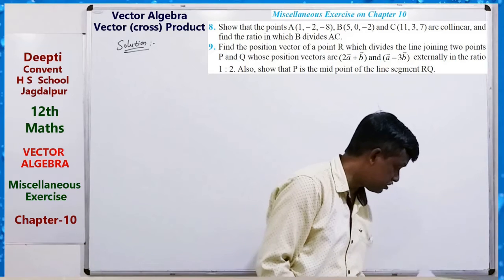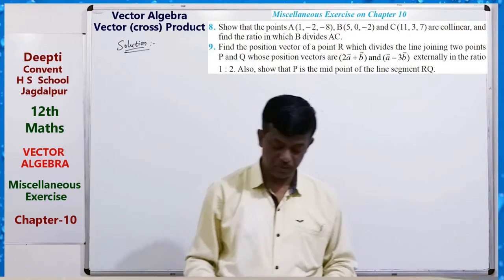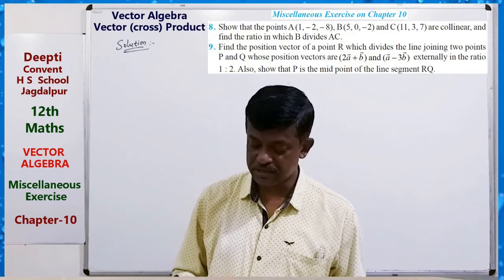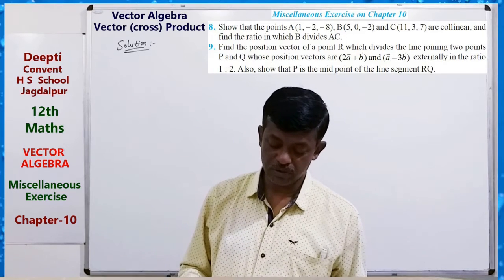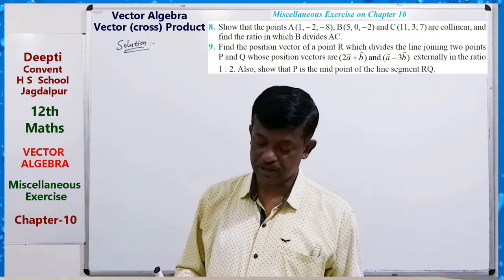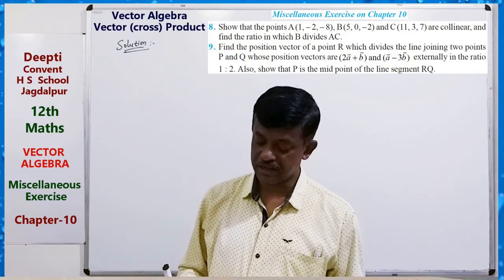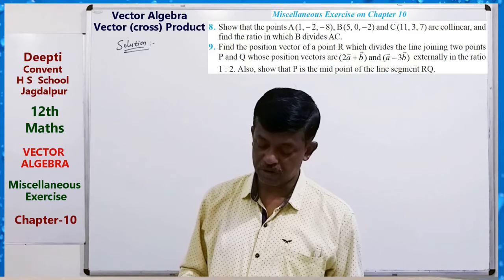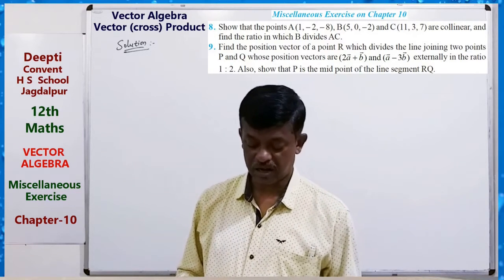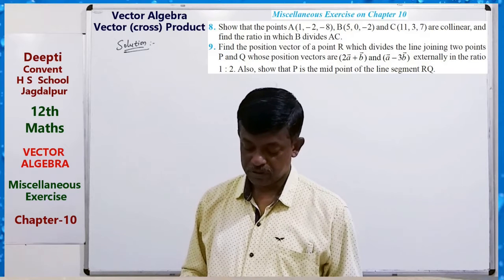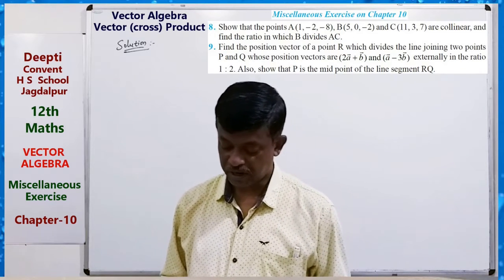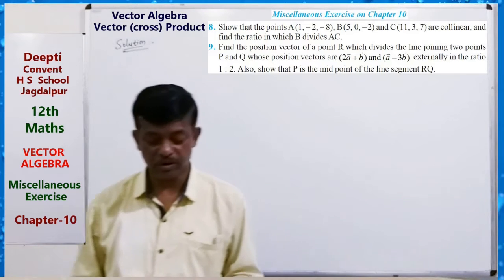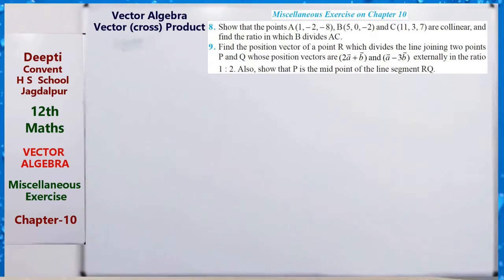So the next question is question 9. Find the position vector of a point R which divides the line joining the points P and Q, whose position vectors are these, externally in the ratio 1:2. Also show that P is the midpoint of the line segment RQ. Okay. So the position vector of R, externally division. This question 9 is very important. Okay.